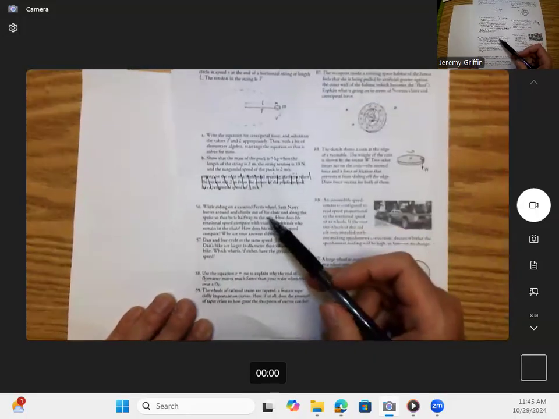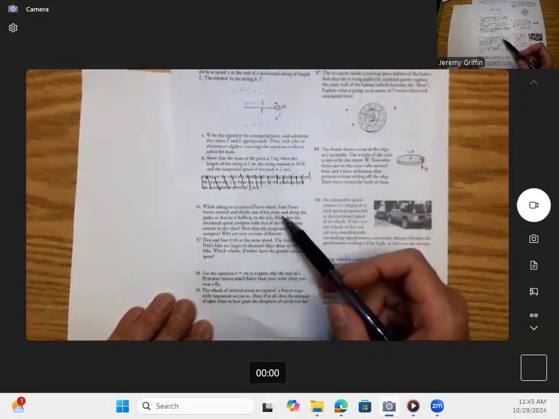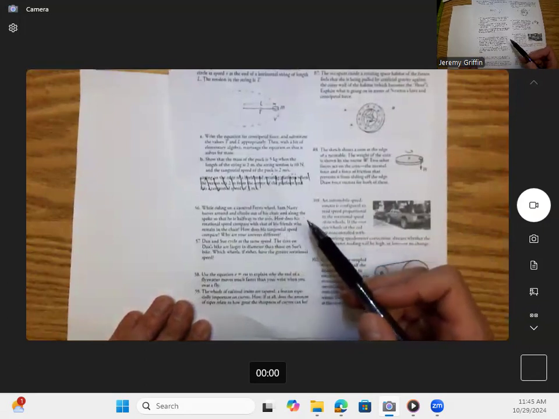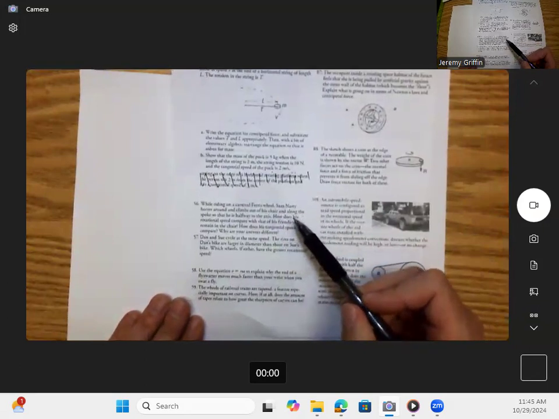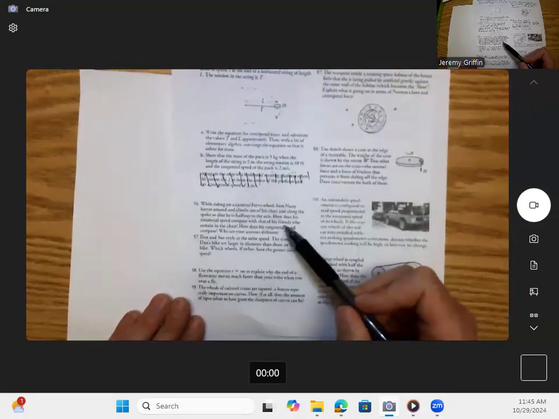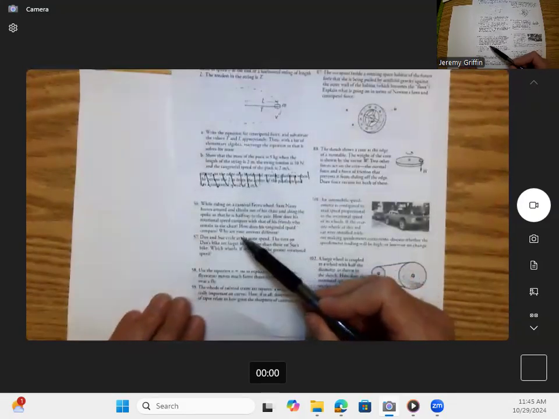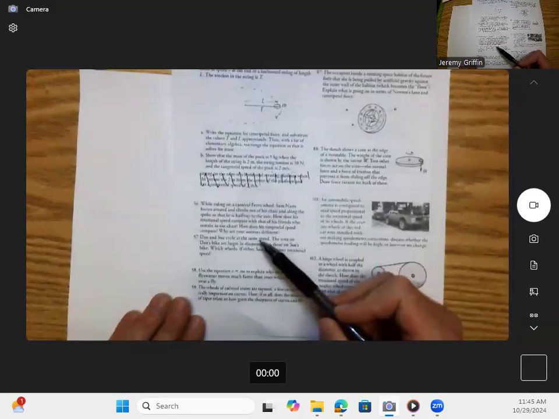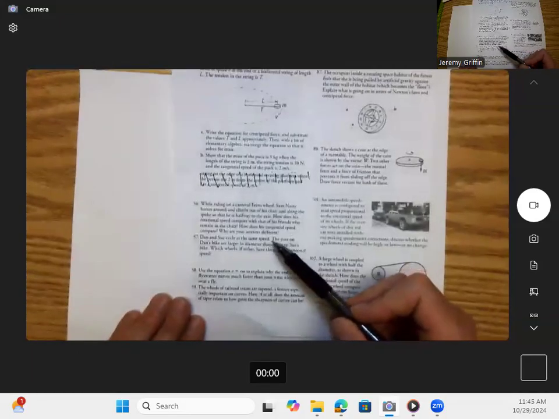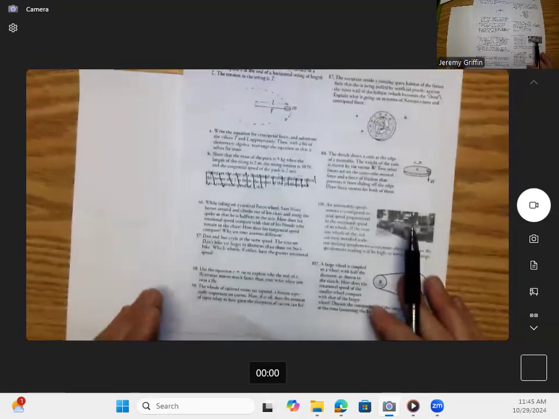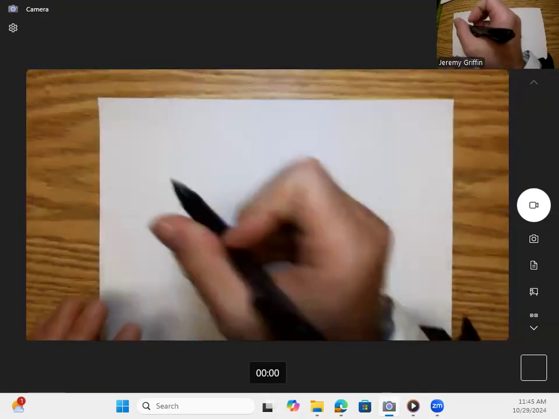56. While riding on a carnival Ferris wheel, Sam Nasty horses around and climbs out of his chair and along the spokes, so he is halfway to the axis. How does his rotational speed compare with that of his friends who are in the chair? How does his tangential speed compare? Let's get a picture going.